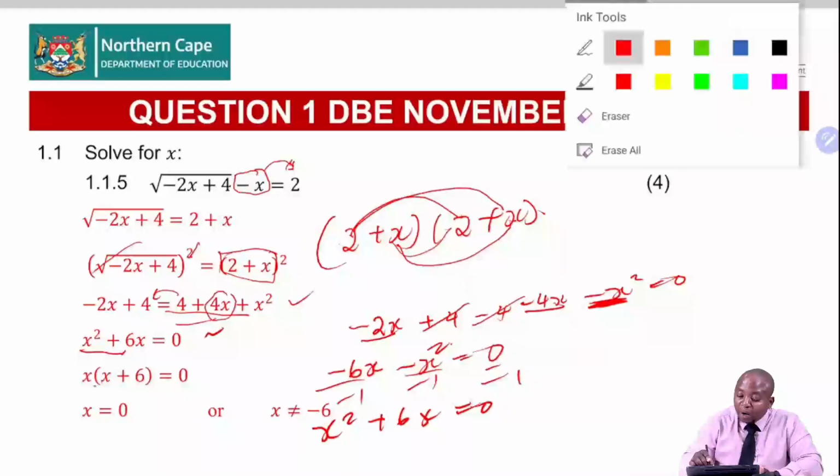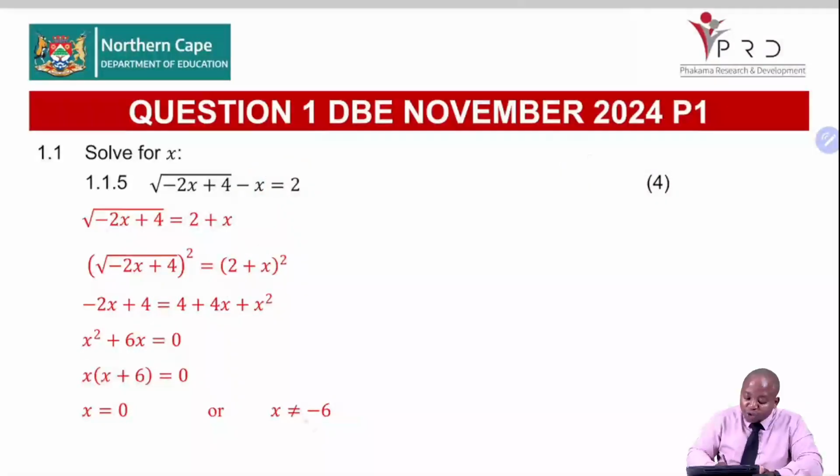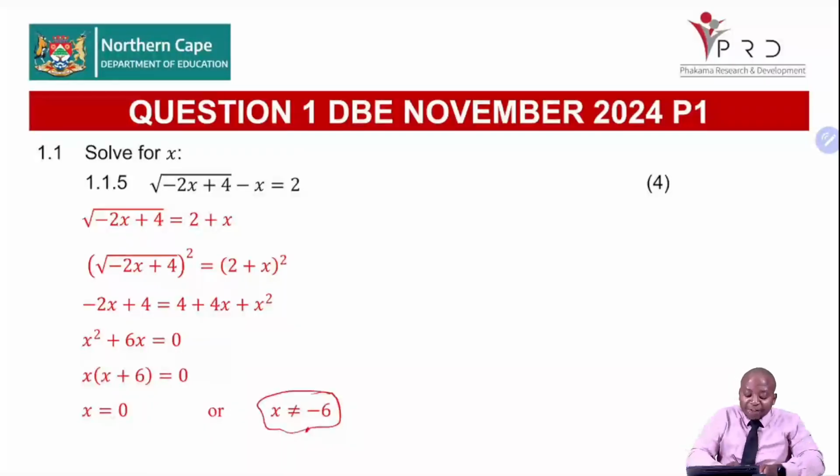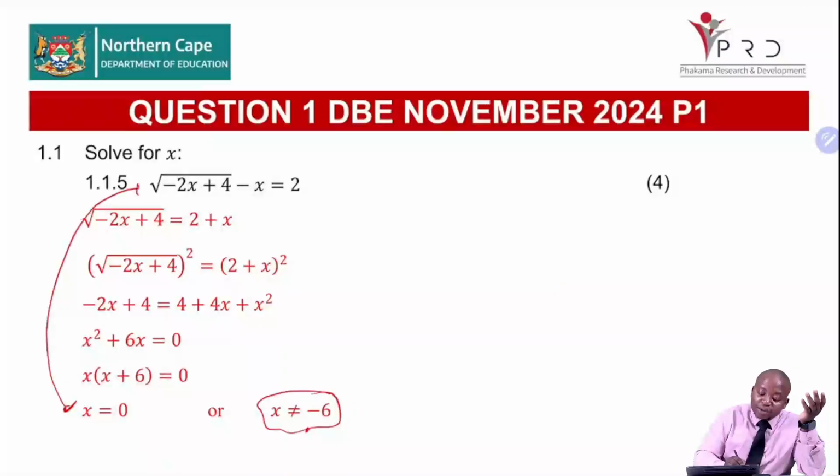But remember, we are supposed to test for each solution. So I want to explain why x is not equal to negative 6. After getting the solution, because we're working with the sides, we need to plug it back into the equation and see if I am getting the correct answer.